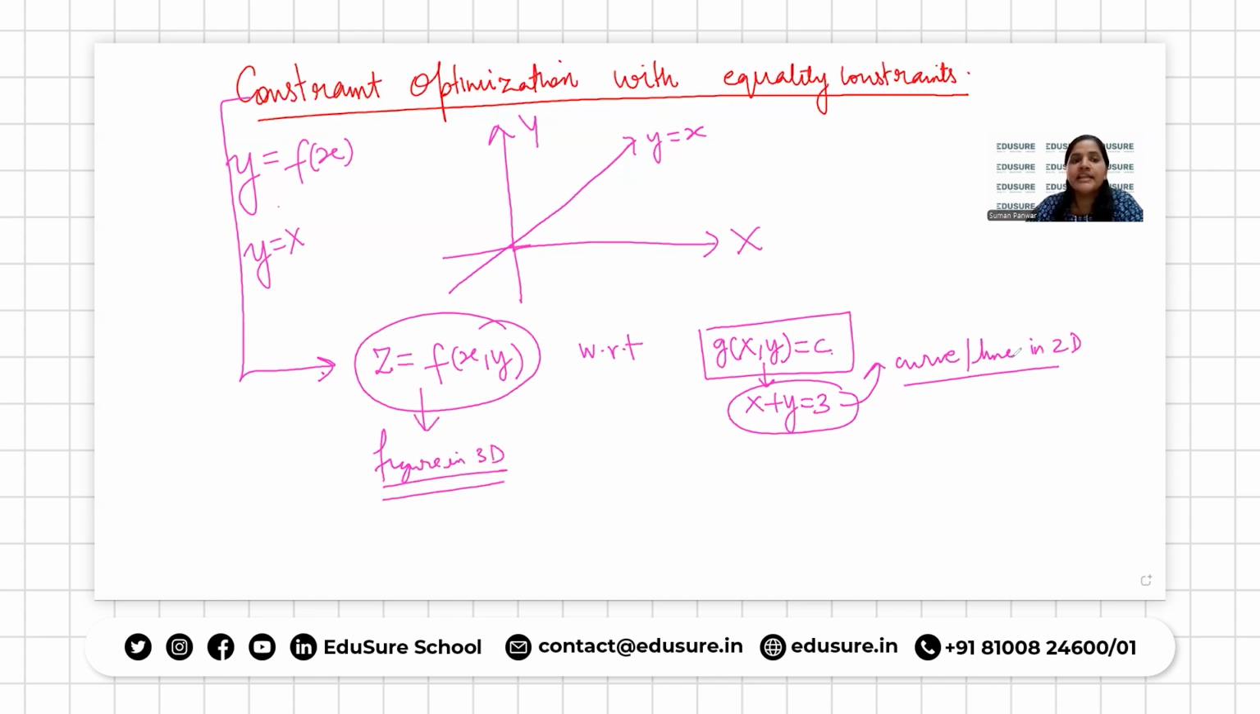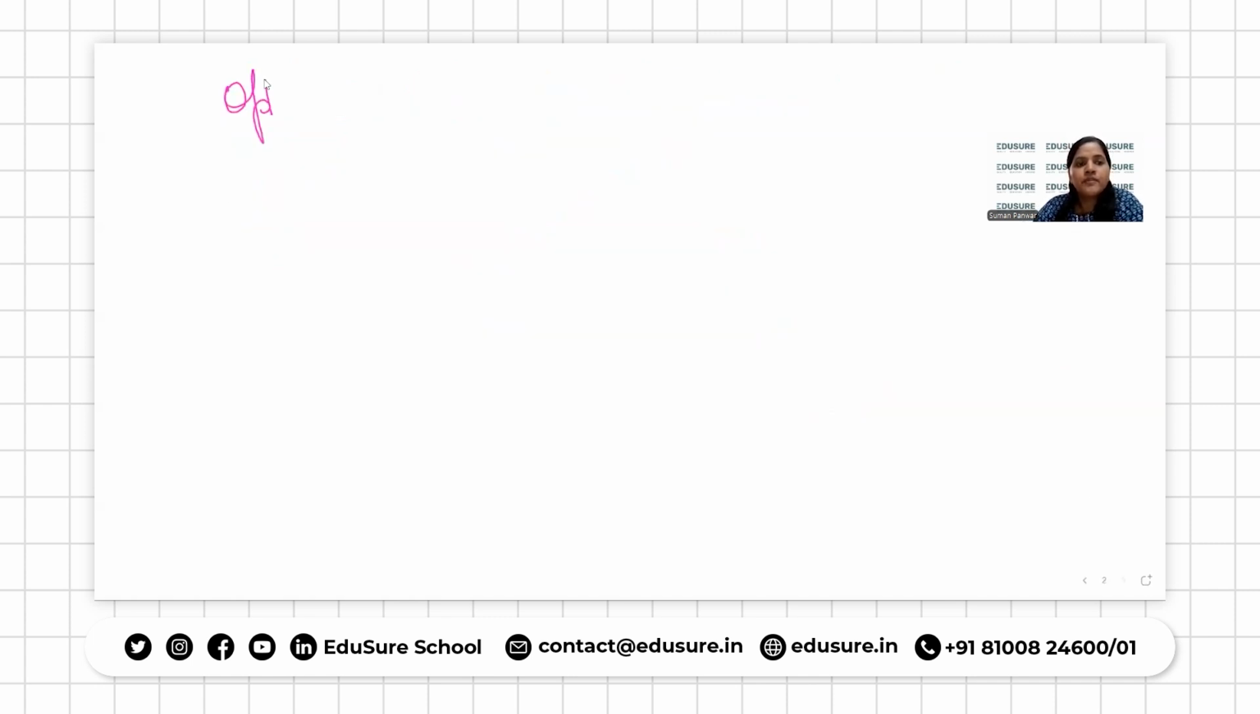Okay. So basically we are going to optimize a 3D figure with respect to a constraint which is lying in 2D. For example, suppose we have this thing. Optimize z equals x square plus y square with respect to x plus y equals 1. Suppose we have this kind of a situation.